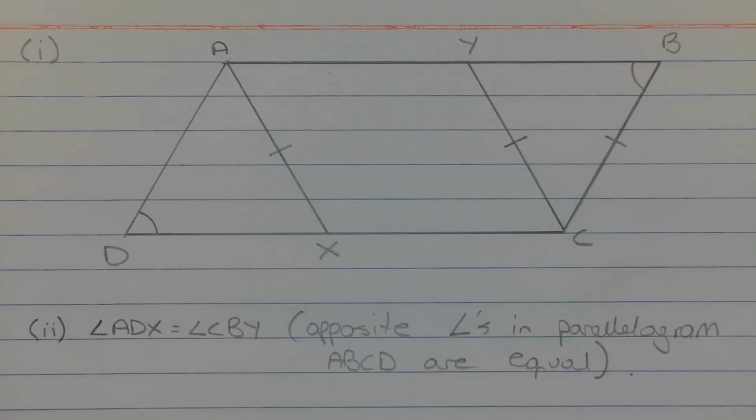Part 1 asks us to copy the diagram into our writing booklets. So here is parallelogram ABCD with all the markings that are shown in the original diagram. Now for Part 2, we're asked for a reason why angle ADX equals angle CBY. Now here's angle ADX, here's angle CBY, and they are opposite angles in a parallelogram, and opposite angles in a parallelogram are equal. And I've written the reason here. Opposite angles in parallelogram ABCD, so I'm specific as to which parallelogram I'm referring to, are equal.